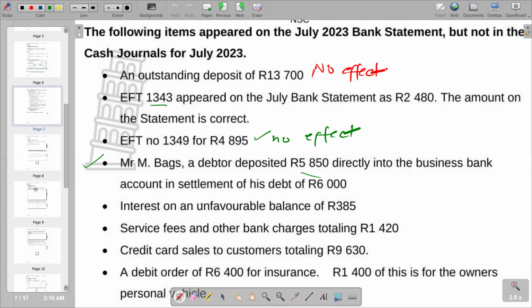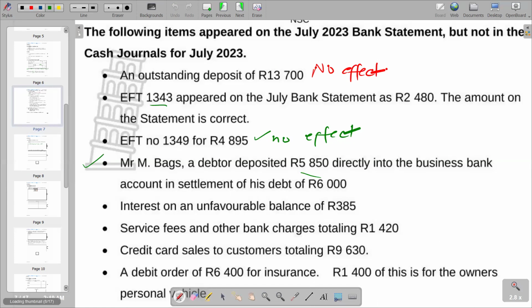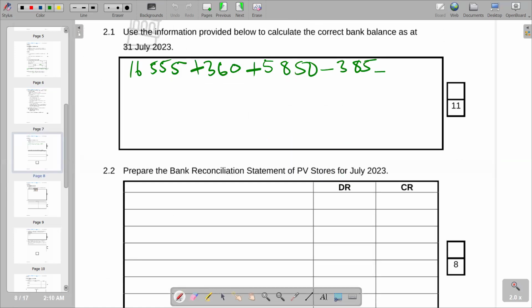Interest on an unfavorable balance of 385. So the interest is a payment, so it's going to be a negative. It's going to reduce the bank balance. Remember, these items are on the bank statement, but they are not in the journal, so we need to adjust them. So we're saying 385. We're subtracting, it's an outflow. I'm going to go to the next one. You've got service fees and other bank charges totaling 1,420. It's an outflow again. You get 1,420. Go to the next one.